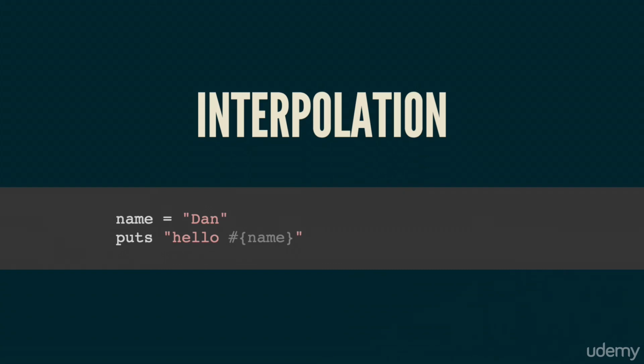Have a look at the following code. I've just assigned Dan to a variable called name. I'm then calling puts, and I'm using this hash or pound symbol character and some curly braces and putting the name variable inside it. This is an important principle that allows us to include variables that we've already established inside our output.